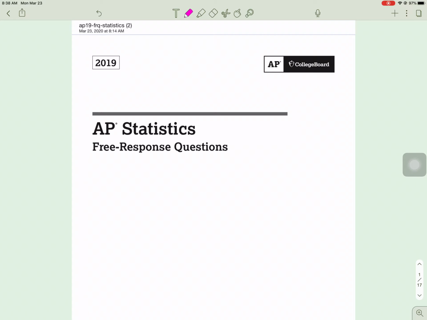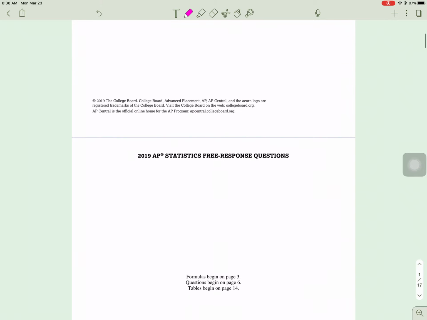Hey guys, so we're going to start with the 2019 AP Free Response, and given that it is now 3 questions this year in 2020, I'm going to anticipate that we're going to have 3 of these problems. Now, why do I think that?